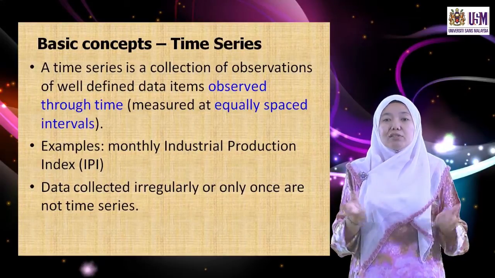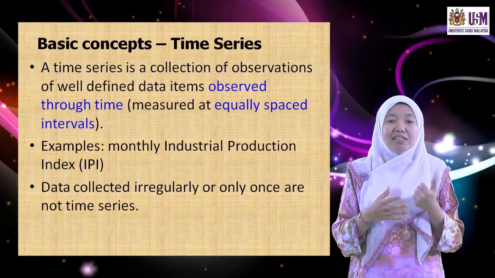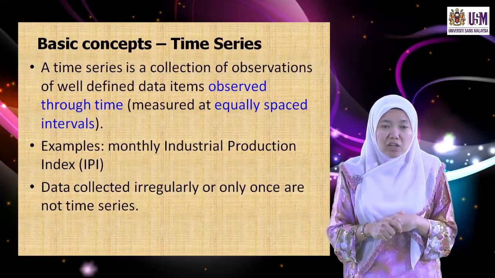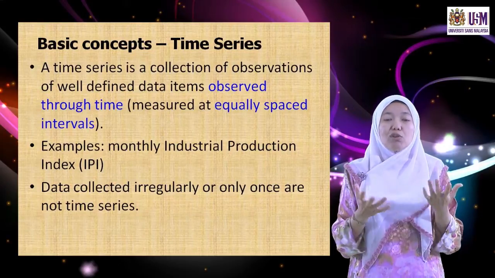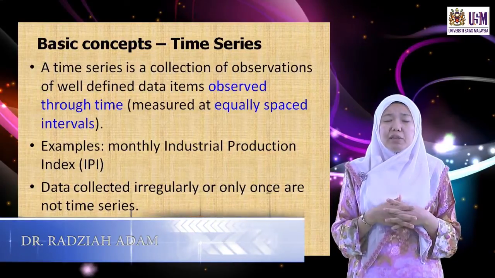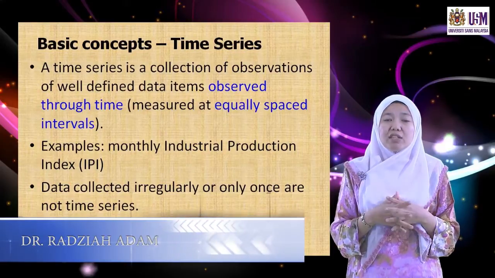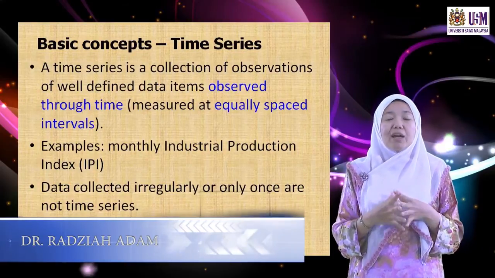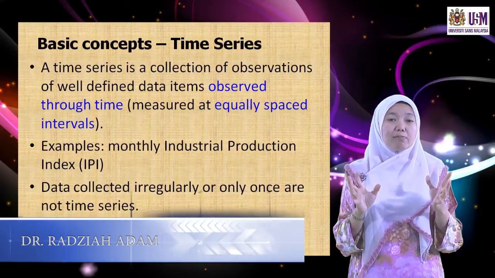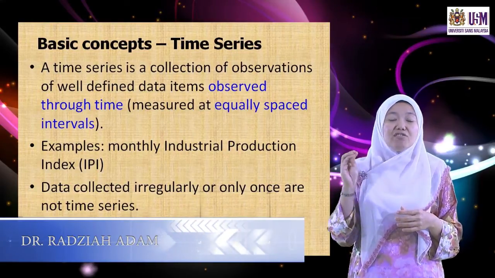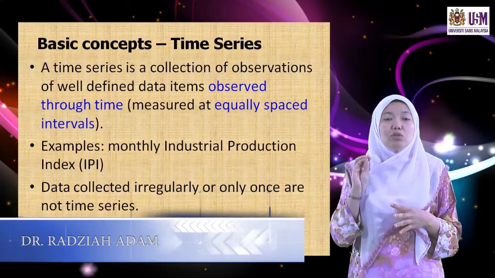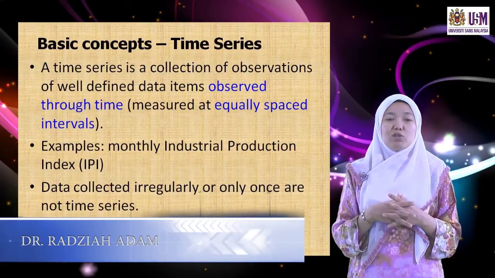An example of a time series can be the monthly industrial production index, if you are a manufacturer, for example. Or if you are a consumer, you'll be more familiar with the CPI, the consumer price index. So that's one example of a time series. Data that is collected irregularly or only once is not a time series.